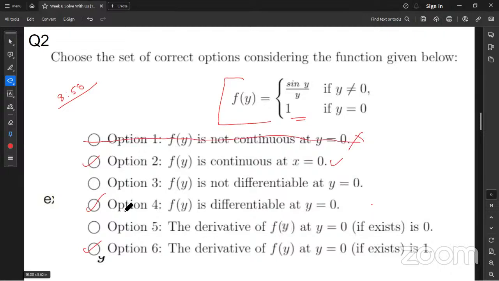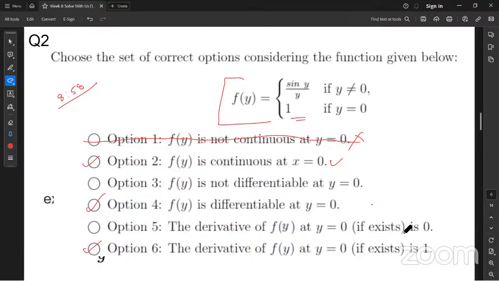Now we have these 4 options that we need to check. What is the option saying? This is saying that f(y) is not differentiable at y equals 0. Another one is saying f(y) is differentiable at y equals 0. And the 5th one is saying the derivative of f(y) at y equals 0 exists. If it exists, it is 0. So we need to find the derivative as well.